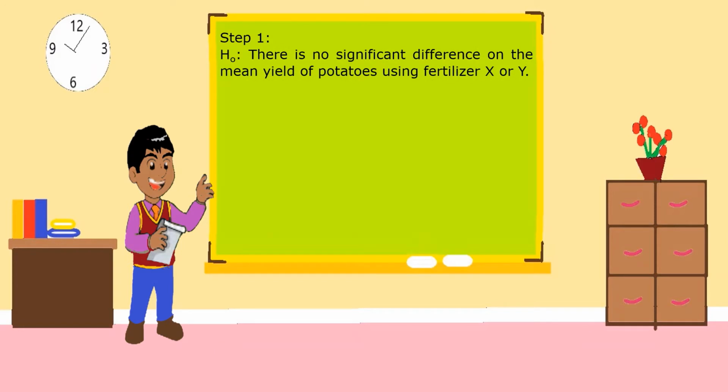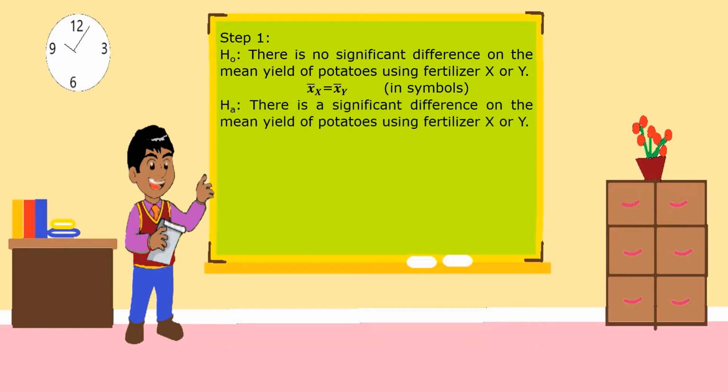Step 1. Our null hypothesis: there is no significant difference on the mean yield of potatoes using fertilizer X or Y. In symbol, the sample mean of X should be equal to the sample mean of Y. Our alternative hypothesis: there's a significant difference on the mean yield of potatoes using fertilizer X or Y. So meaning, the sample mean of X is not equal to the sample mean of Y. It is non-directional because of the symbol not equal. Step 2. So, our level of significance is 0.05.